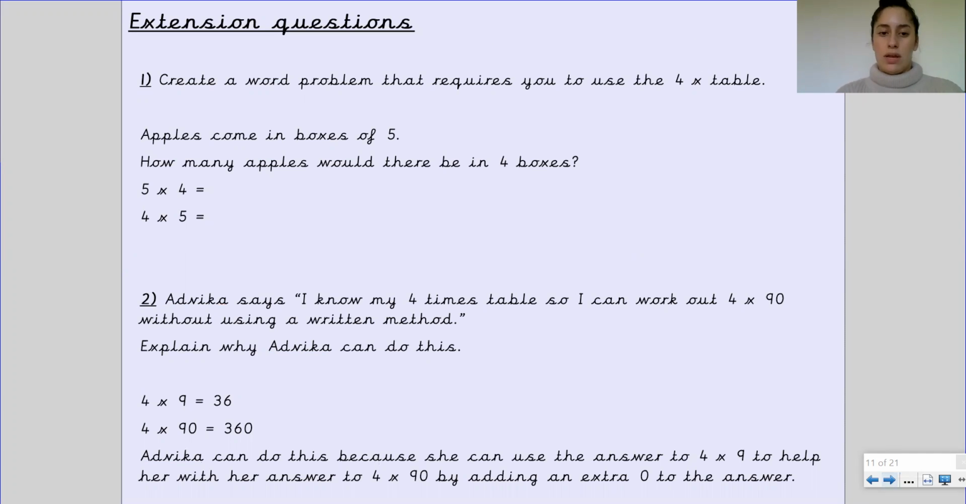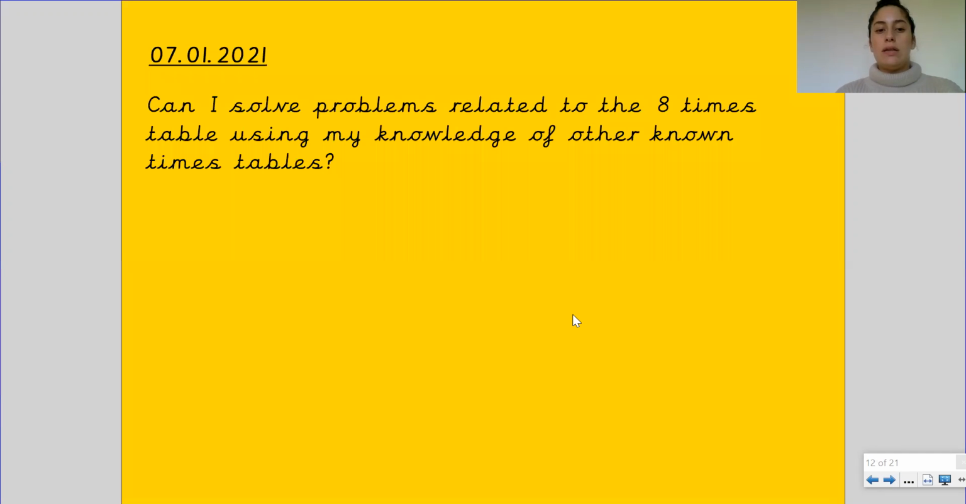Right, let's move on to today's lesson. Today's learning objective is, can I solve problems related to the 8 times table using my knowledge of other known times tables?